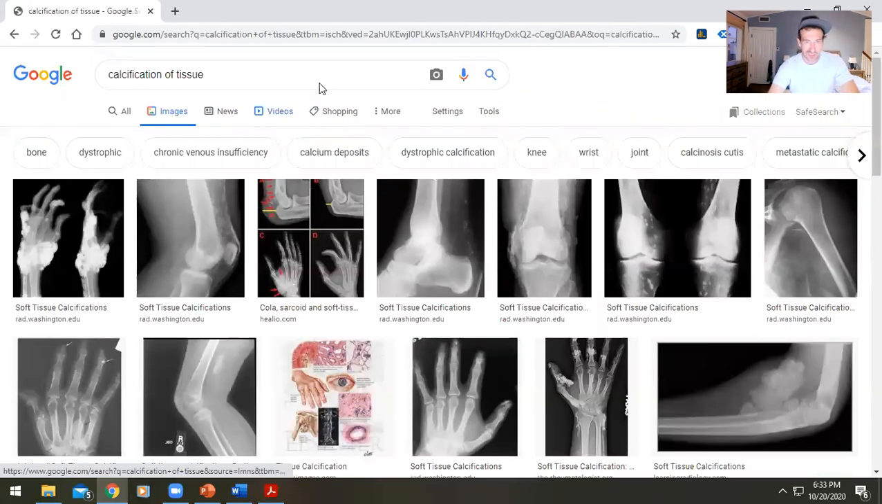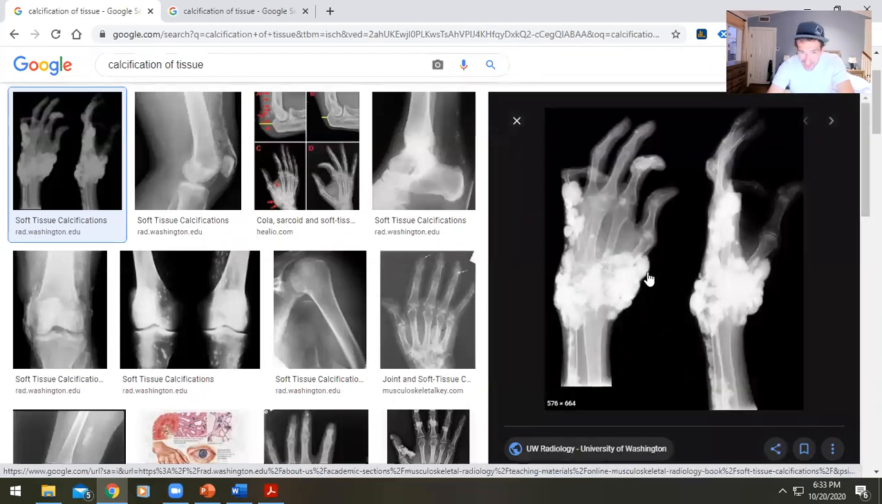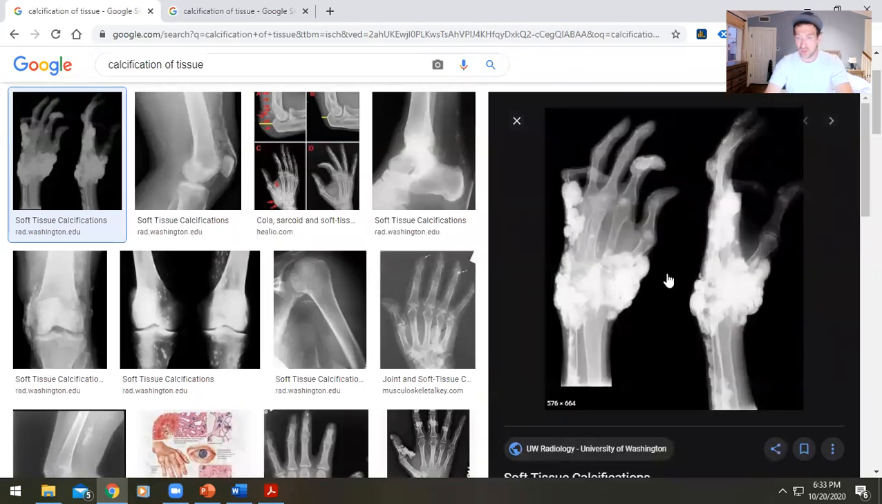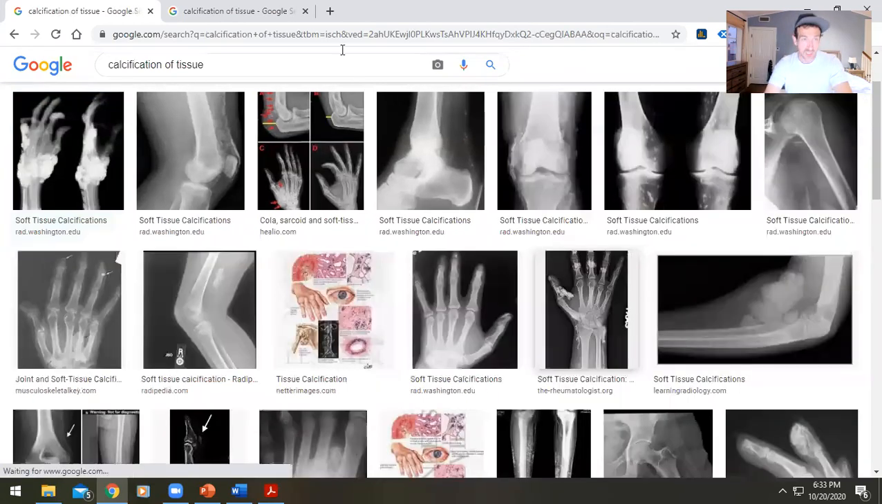Okay, well, those are really super extreme cases, but this is actually the one I was looking for. What is that? Those are bone spurs? That's crazy. That is so painful. I don't know what disease that is, but that looks brutal.